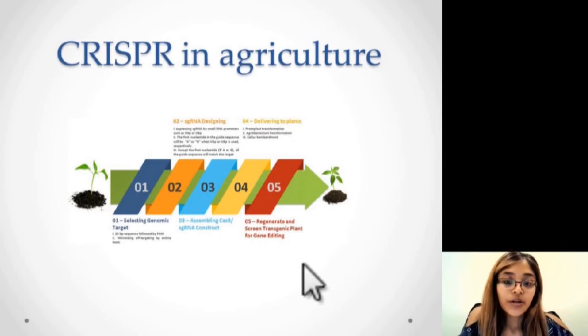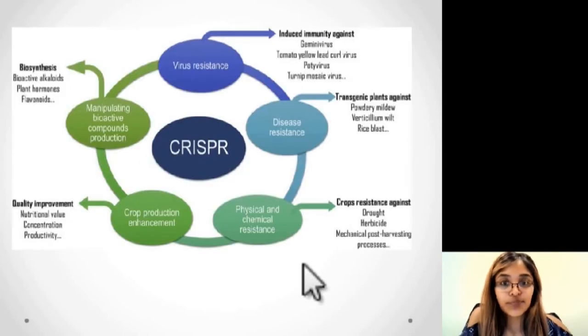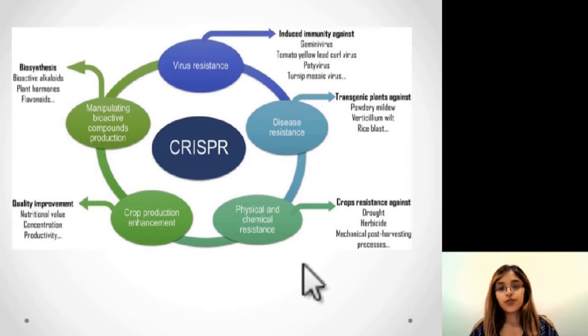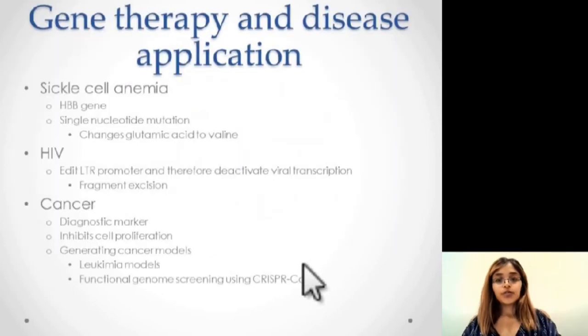In agriculture, CRISPR-Cas9 is pretty much used to create resistance for viruses, for diseases, for physical and chemical stresses, such as herbicides and stuff like that. They also use it for crop production enhancement. So we can see how CRISPR-Cas9 is really benefiting the agriculture field.